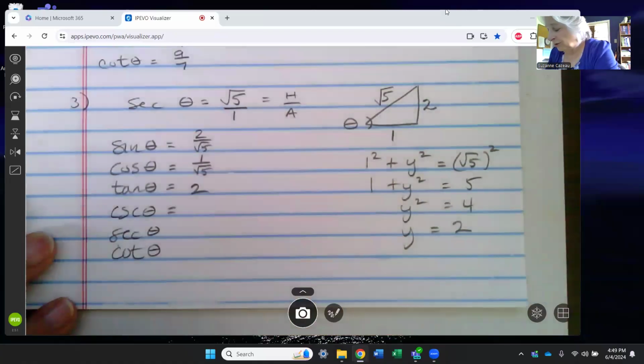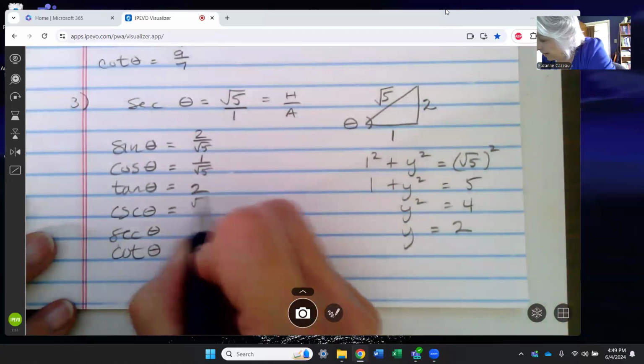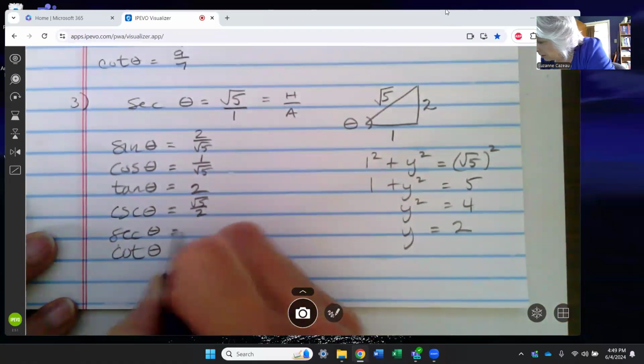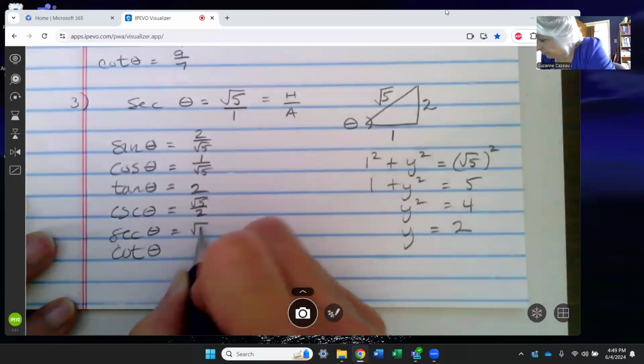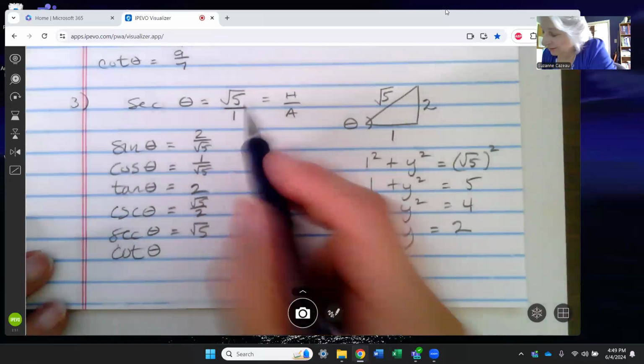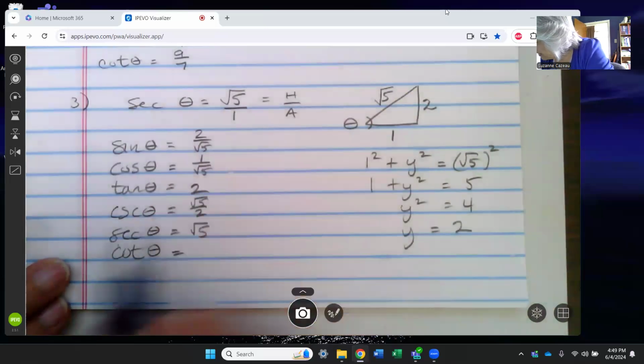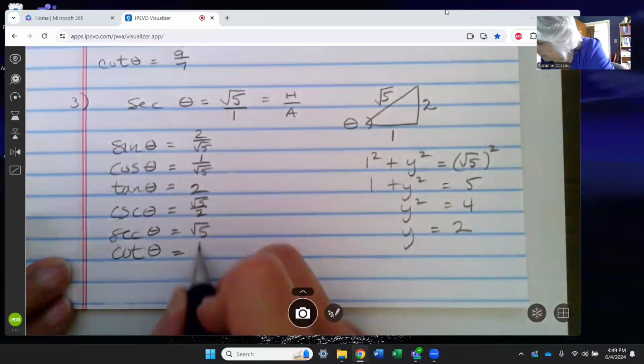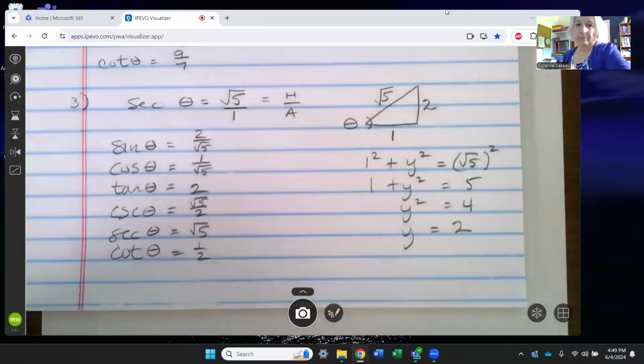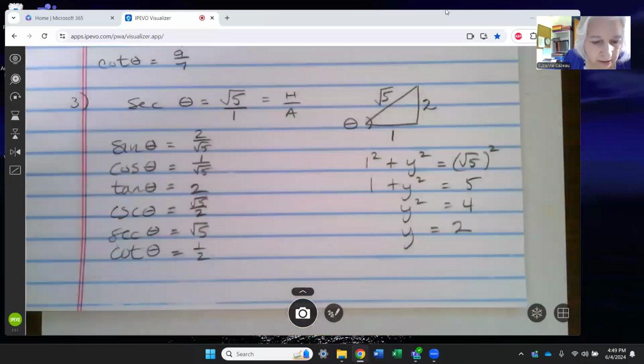And then we can just do the reciprocals now. Root 5 over 2. Root 5 over 1, which is just root 5. And you know that's given. That should match what you have up here. And then the reciprocal of 2 is 1/2. There's that. So that's number 3.